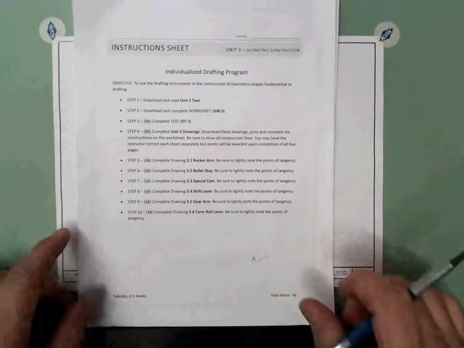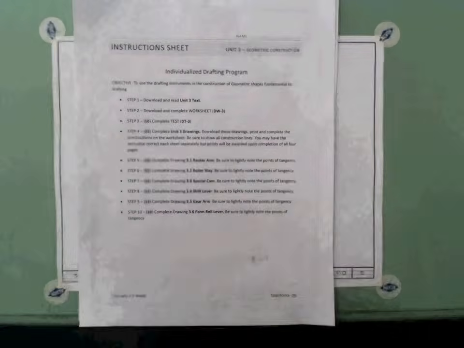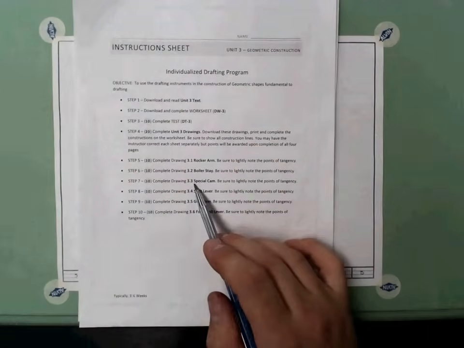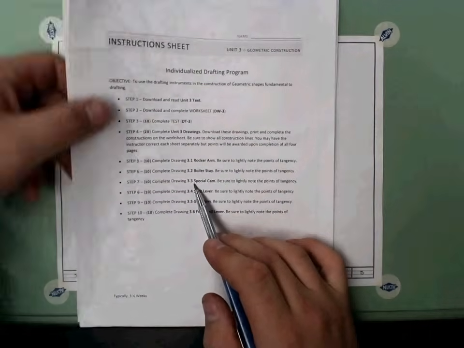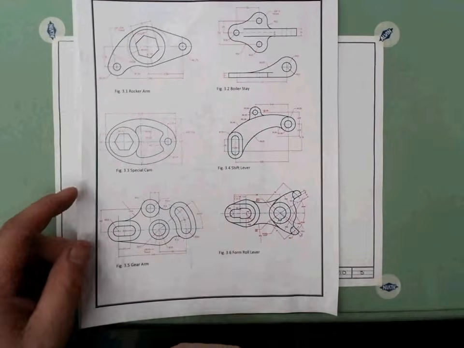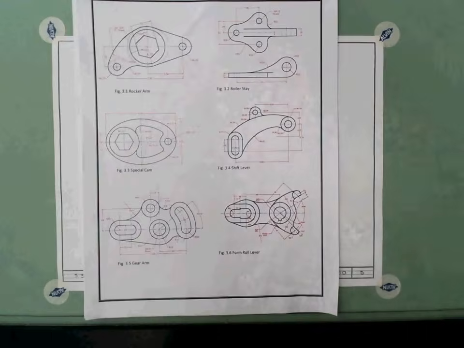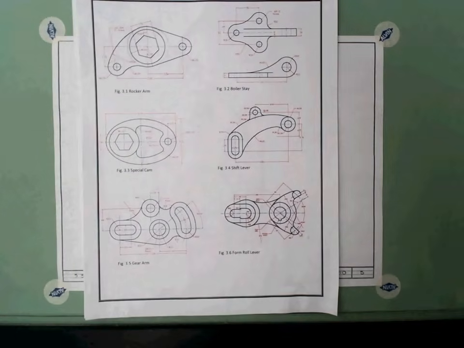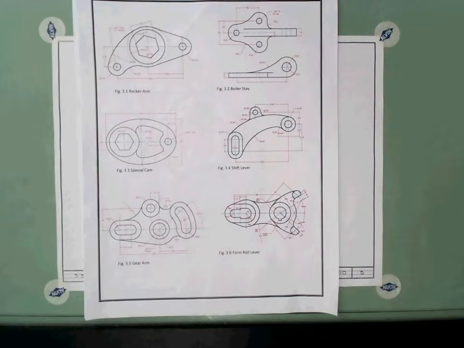Alright, this video is going to be going over 3.3 special cam, and that one is this bottom one here. It's very important that you might watch this first part of the video because you need to start with the ellipse first. And there's a certain sequence that you need to draw this in.